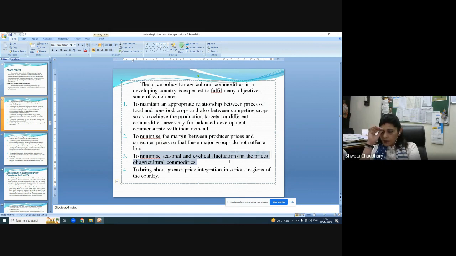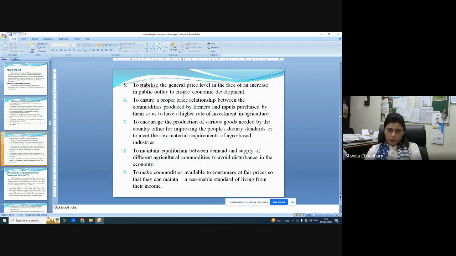Suppose there is a crop that grows in the winter season and is also available in the off season. To minimize the price fluctuations, there should not be too much hike in the prices due to the variation in season. So this is all about the price policy. Then, to stabilize the general price level and to maintain the equilibrium between demand and supply of different commodities, to avoid disturbance in the economy. The basic objective is that the farmer should get an appropriate price and the consumer should get it at fair prices, so that their living standard can be raised through increased income. There should be equilibrium between demand and supply of various commodities.